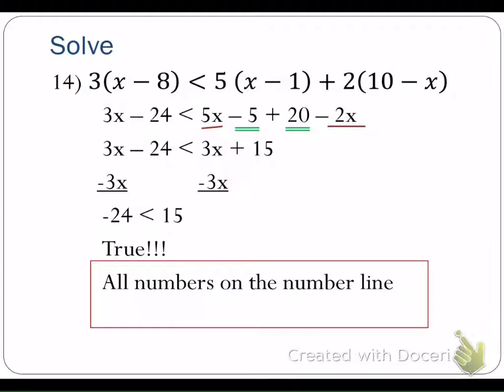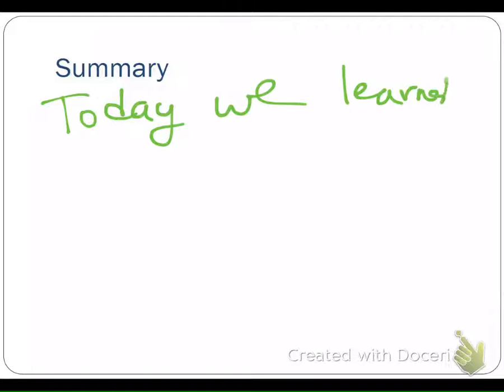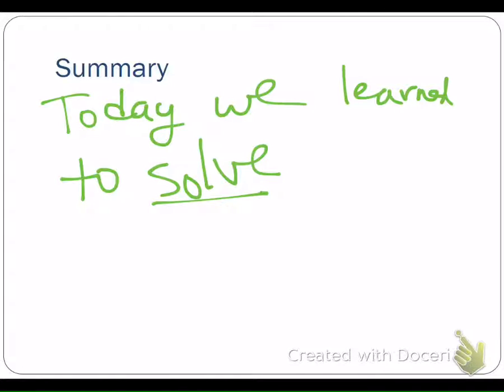Okay. Are we good on this one? All right, what did we learn about today? We learned about solving these things. We learned about inequalities yesterday. So the key word here is solve. We learned to solve inequalities. All right, homework is coming. Graded tests are coming.